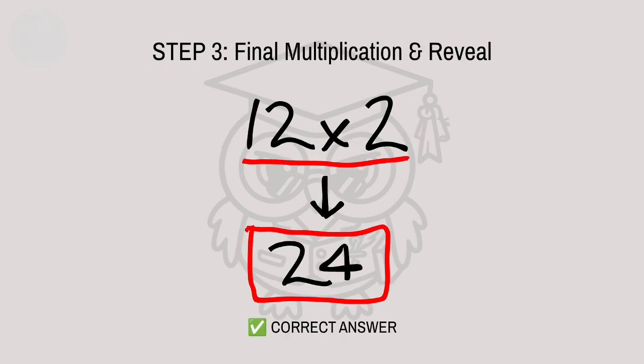Perform the final multiplication step to complete the problem. Multiplying 12 by 2 equals 24.